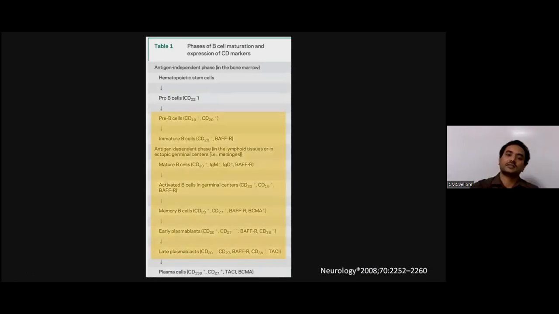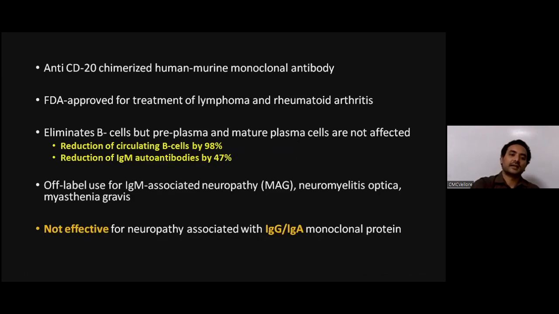Rituximab is anti-CD20, and it is showing some promising results in the DADS variety, but is still not FDA approved. This is an anti-CD20 chimerized human murine monoclonal antibody. It is FDA approved only for lymphomas and rheumatoid arthritis, but off-label we have been using it for NMOSD, myasthenia gravis, and so many others, as well as DADS and CIDPs. It eliminates B cells, but pre-plasma and mature plasma cells are not affected. Circulating B cell reduction was around 98%, and IgM autoantibodies by 47%.